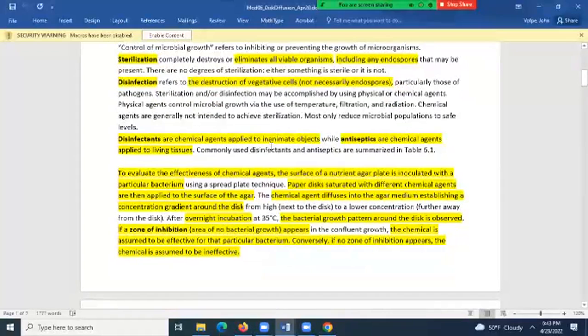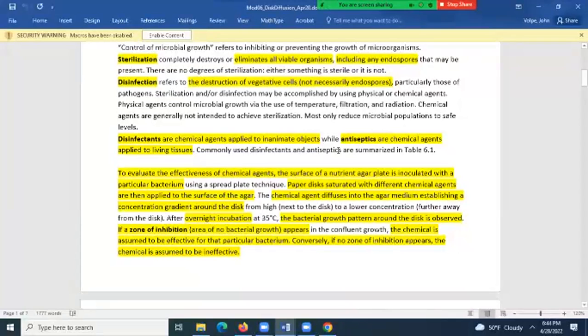Disinfectants tend to be chemical agents, and you apply it to an inanimate object. An antiseptic is also a chemical agent, but it's applied to a living tissue. For example, if I were to use bleach on a toilet, I would call it a disinfectant. However, if they use bleach on a patient, and they used to use this for necrotizing fasciitis, that's the flesh-eating bacteria, we would say the bleach is an antiseptic. Any question about that?